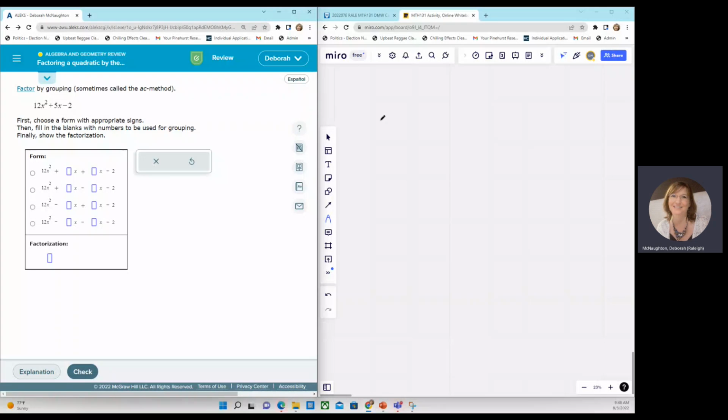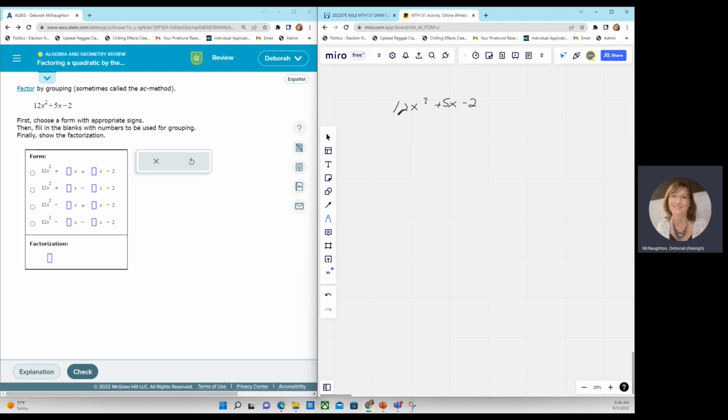Right, so this is factoring a quadratic by the AC method, which is also factoring by grouping. The way factoring by grouping works is we have the equation 12x squared plus 5x minus 2. First we check to see if there's anything they have in common that we can factor out. 2 and 5 are both prime numbers, and there's nothing I can multiply 2 and 5 by to get 12, right? So I can't factor anything out of this equation. So I'm going to factor by grouping.